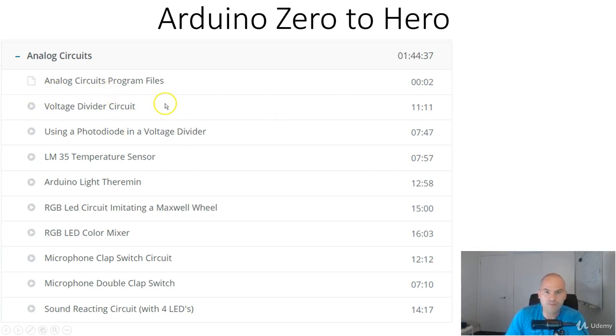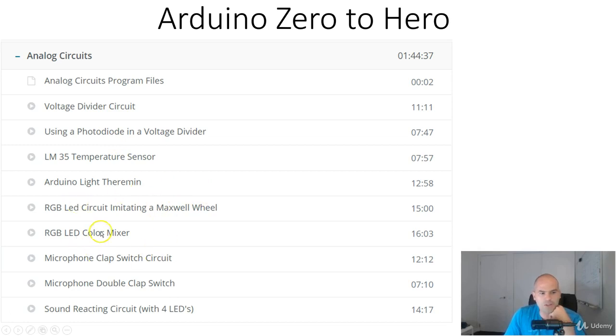We build a voltage divider with a potentiometer, and then we use a photodiode as well as an LDR here to just see how it can be used to measure light. We create a manual glow-in-the-dark circuit. We apply that to a theremin, but we also look at different analog circuits like the LM35 temperature sensor, which doesn't work in a voltage divider configuration.